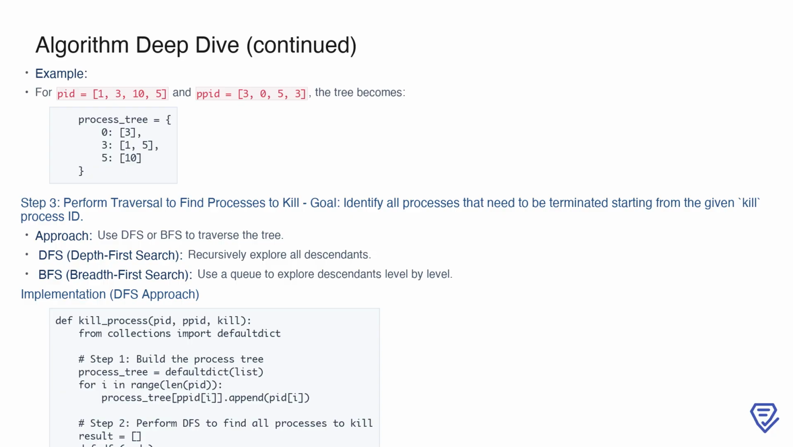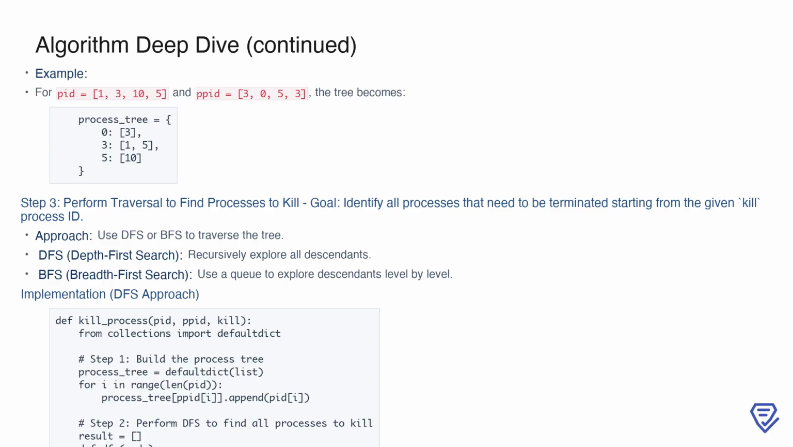DFS involves recursively exploring all descendants of a node, while BFS uses a queue to explore nodes level by level. For the DFS approach, we define a recursive function that starts from the kill node, adds it to the result list, and then recursively visits all its children. This ensures that all processes in the subtree of the kill process are captured.